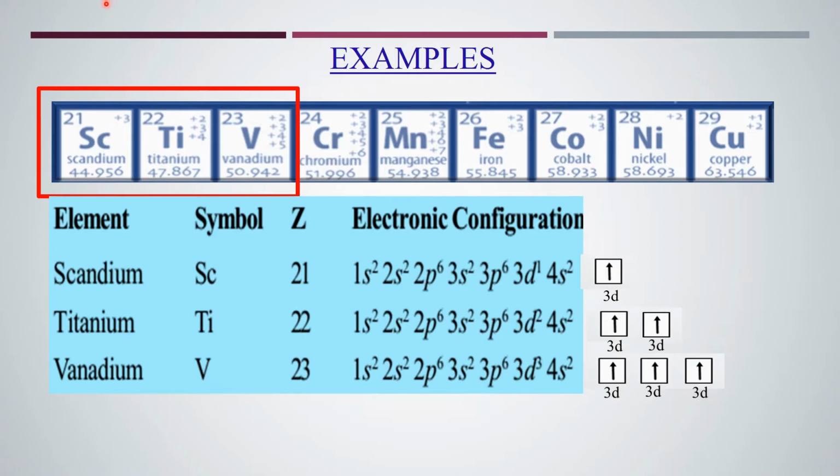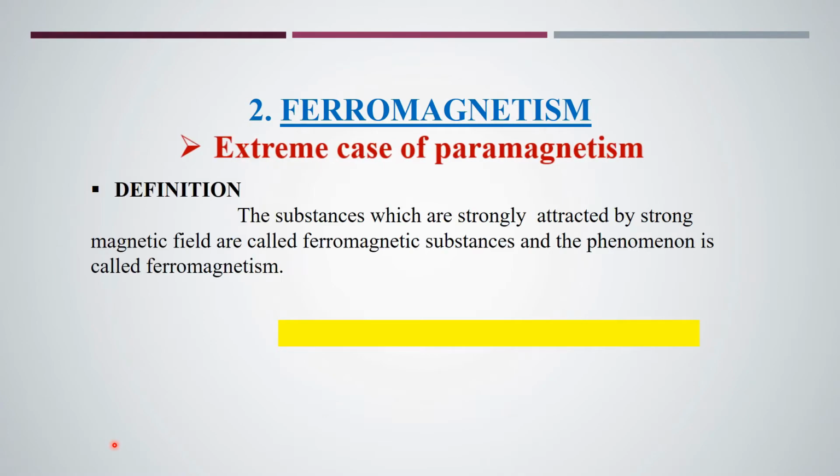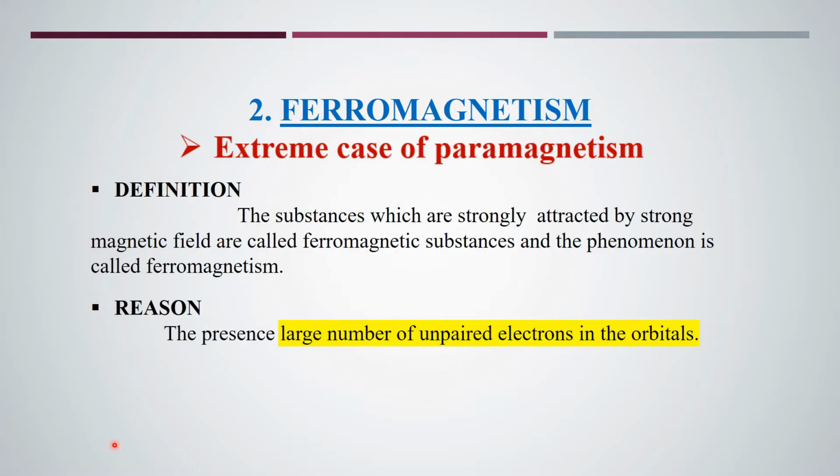The second type of magnetic behavior is ferromagnetism, which is an extreme case of paramagnetism. It is defined as the substances which are strongly attracted by the strong magnetic field are called ferromagnetic substances, and the phenomena is called ferromagnetism. The reason for the ferromagnetism is the presence of a large number of unpaired electrons in the orbitals.